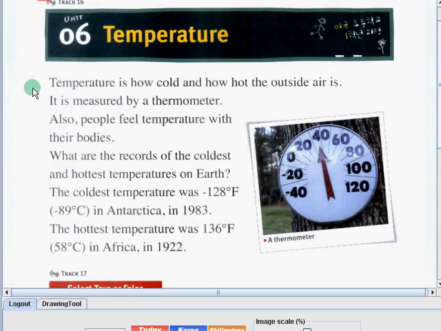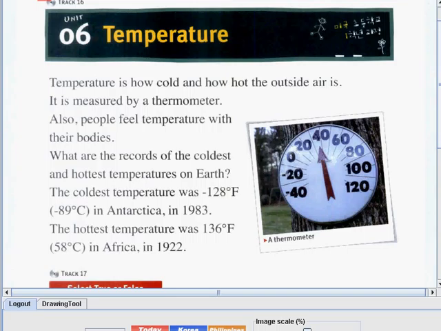Temperature is how cold and how hot the outside air is. It is measured by a thermometer. Also, people feel temperature with their bodies. What are the records of the coldest and hottest temperatures on Earth? The coldest temperature was -128 degrees Fahrenheit or -89 degrees Celsius in Antarctica in 1983. The hottest temperature was 136 degrees Fahrenheit or 58 degrees Celsius in Africa in 1922.